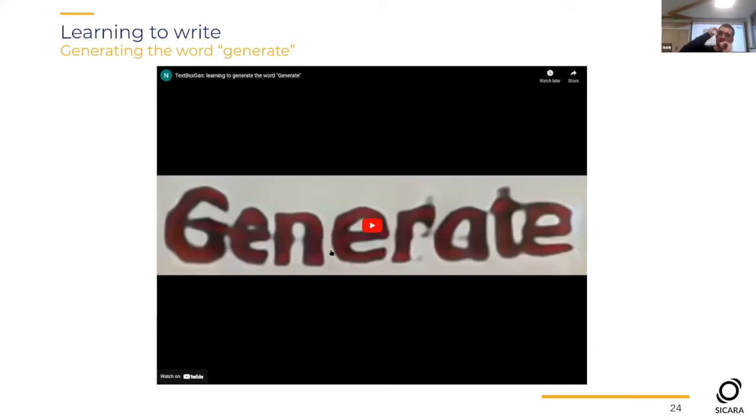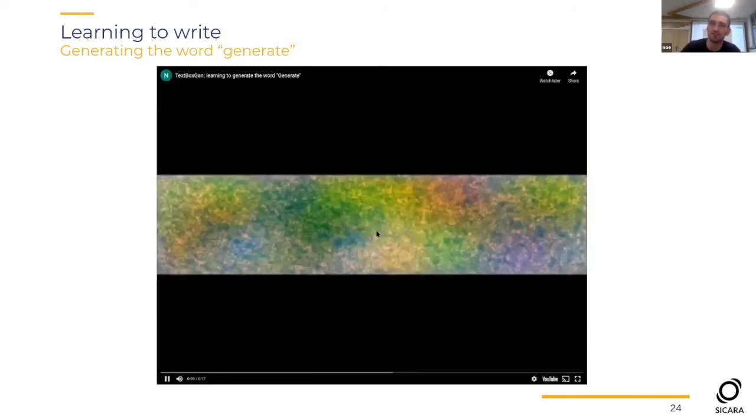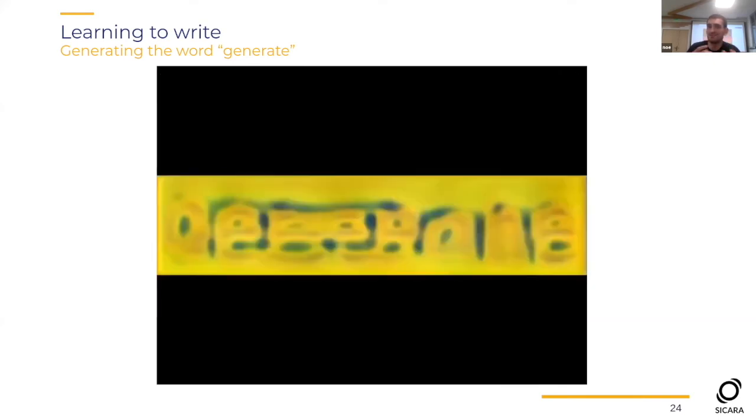So the model was asked to generate the word "generate" at different training steps. And I quite like this video as it really shows how the network learns to write. So at the beginning, it's just random noise. Then you slowly start to see some shapes that look like characters. And then you can finally see the word it was actually trying to generate.